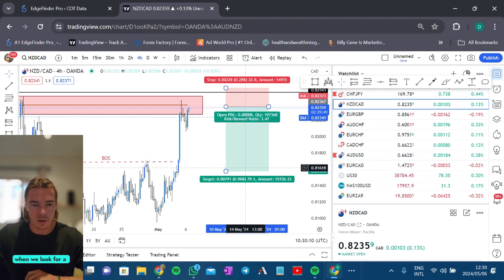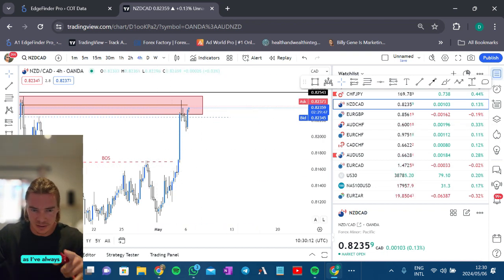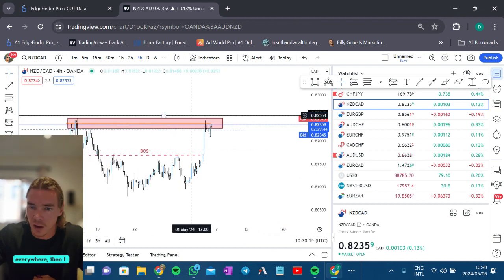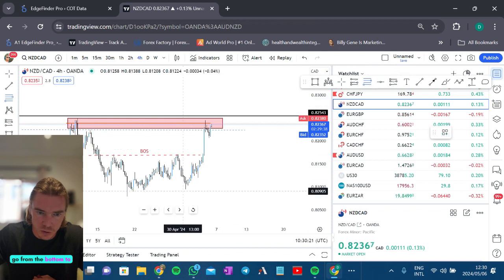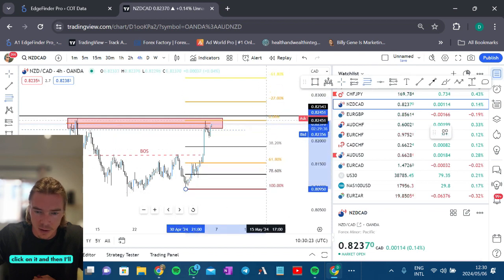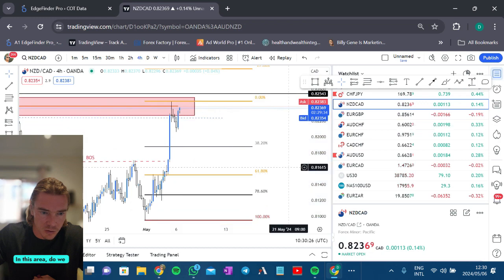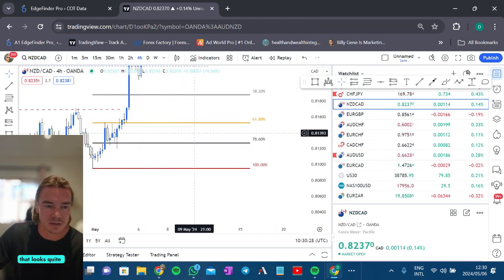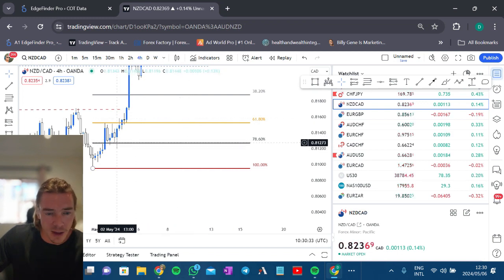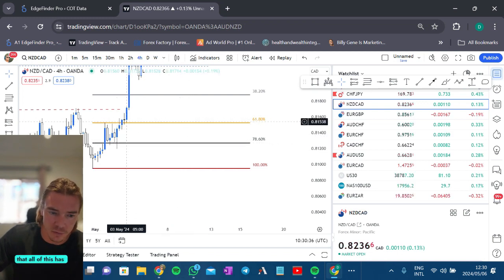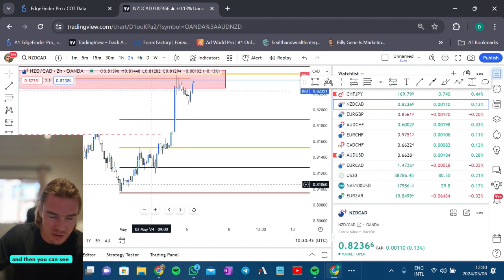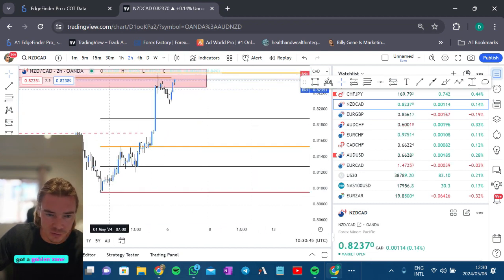Now, when we look for a buy on this, guys, because remember, as I've always told you, you want to look for buys and sells, then I will do this. I'll look for my Fibonacci retracements, go from the bottom to the top, click on it, and then I'll see, okay, cool. In this area, do we have anything that looks quite delicious? I do like this, but I don't like this at the same time. I do like that, but I don't like the fact that all of this has come together. So I will definitely go 2 hours deep, and then we can see we've got a golden zone here.